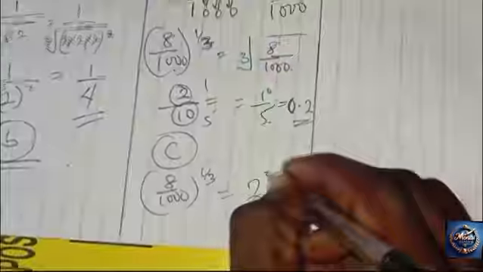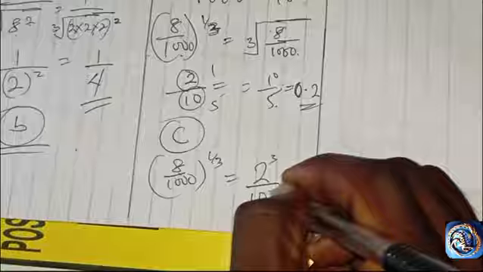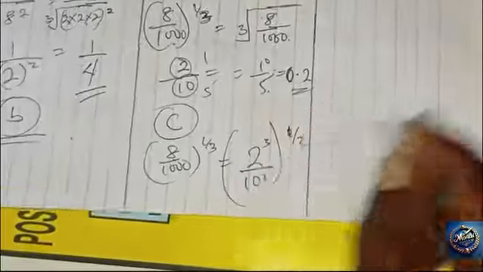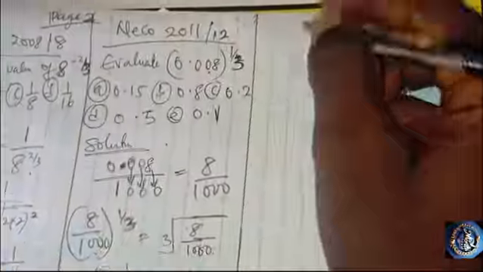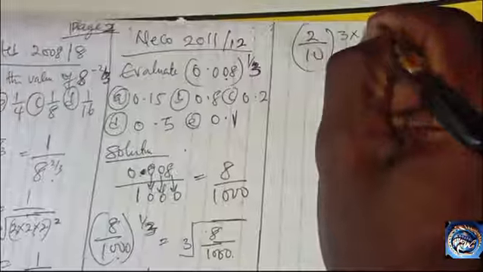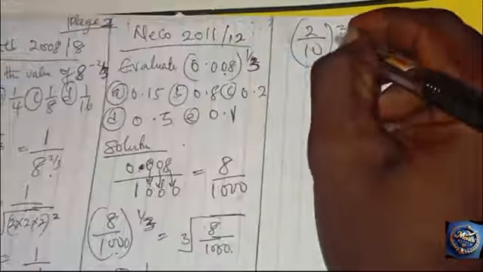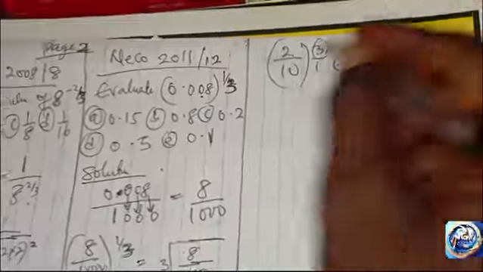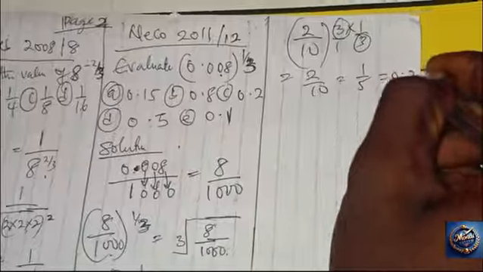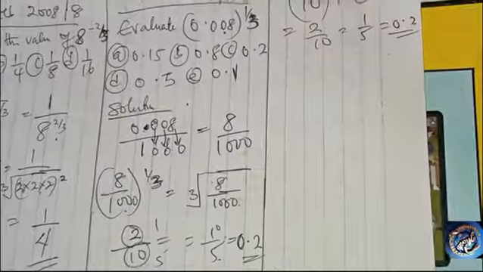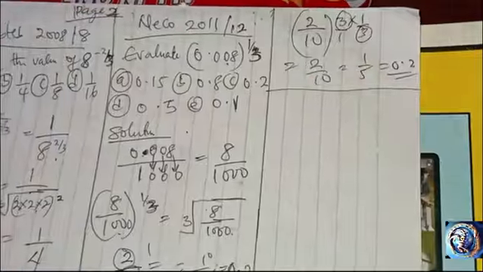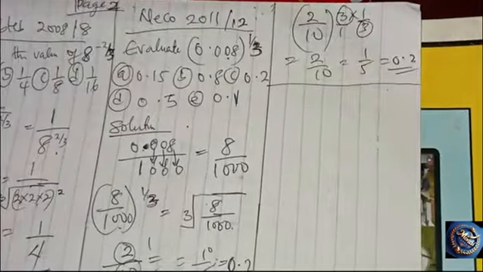That means 2 all over 10 raised to power 3, everything raised to power 1 over 3. Then I can say, from here, 2 all over 10 raised to power 3 times 1 over 3. So the power takes care of this. What I have here is 2 all over 10, which is equal to 1 over 5, which is equal to 0.2. So that's another way of solving it, depending on the one we want to take.